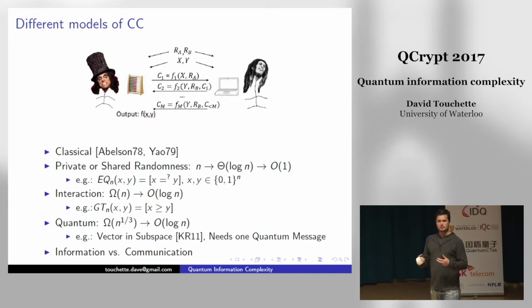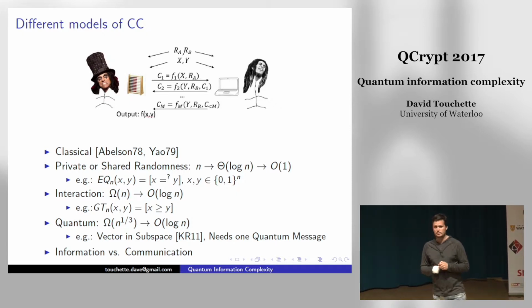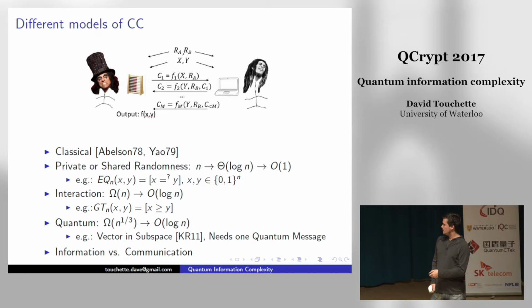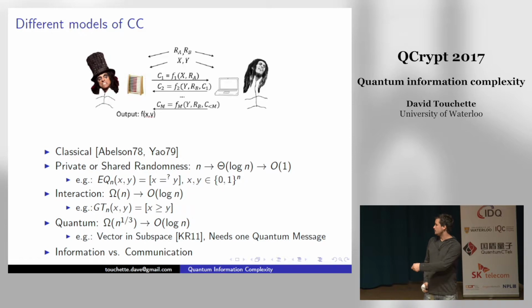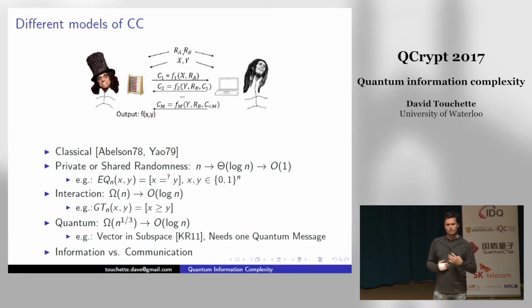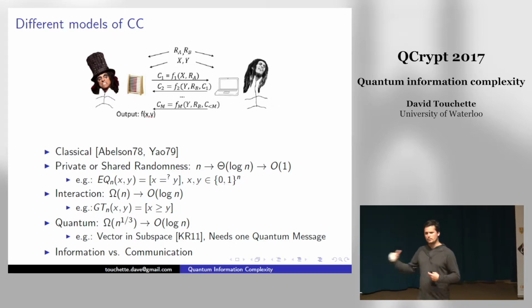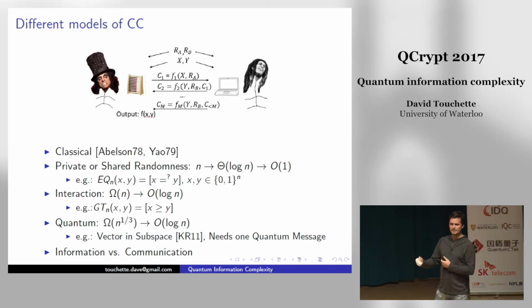once again, you can get exponential saving for some function. Okay, so for the so-called vector in subspace problem, Klartag and Regev showed that classically, you need polynomial amount of communication in order to solve this problem, whereas it's known that you can do so with only log n amount of communication in the quantum setting. Okay. But here again, the quantum solution only requires a single message. So we'll discuss a bit later one quantum problem for which the quantum advantage requires that Alice and Bob interact.